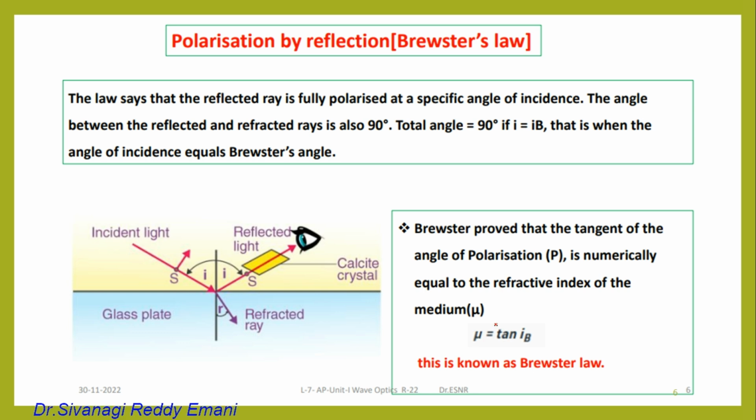There is a particular angle at which the reflected light becomes completely polarized. That angle is called Brewster's angle, and the law is known as Brewster's law. It says that the reflected light is fully polarized at a specific angle of incidence. So our idea is to identify that specific angle of incidence. At this angle, the angle between the reflected and refracted rays is 90 degrees, and we use the formula mu equals tan IB, where mu is the refractive index of the medium. This is known as Brewster's law.